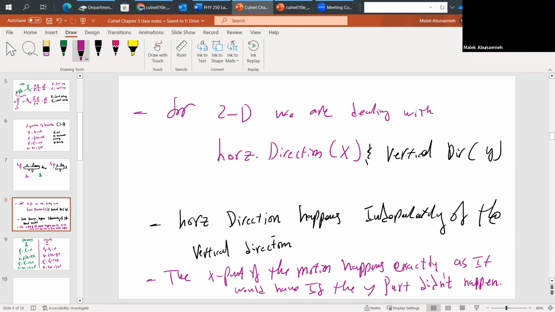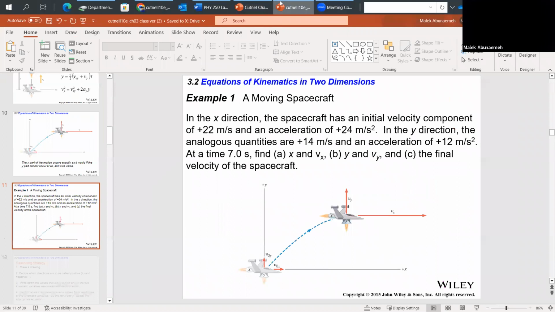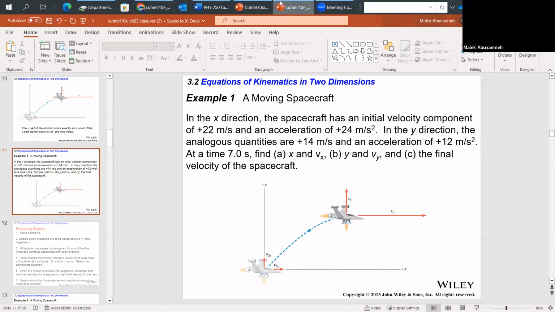So let's do an example, shall we? Actually, we have an example over here that we can go ahead and do. A small spacecraft has an initial velocity component of 22 meters per second and an acceleration of 24 meters per second squared in the X direction. In the Y direction, the analogous quantities are 14 meters per second and 12 meters per second squared, at a time of 7 seconds. Find the distance X and the velocity in the X direction. You also want to find the distance Y and the velocity in the Y direction, and the final velocity of the spacecraft. All right.